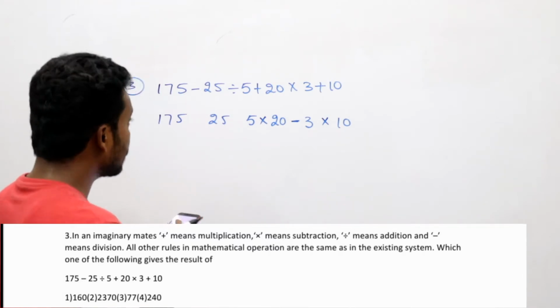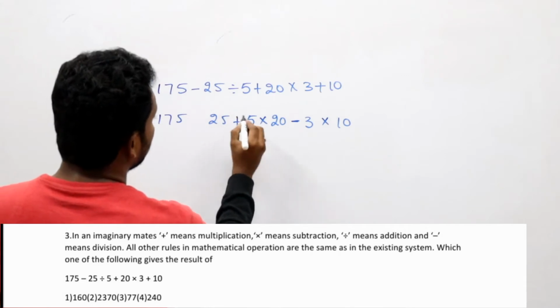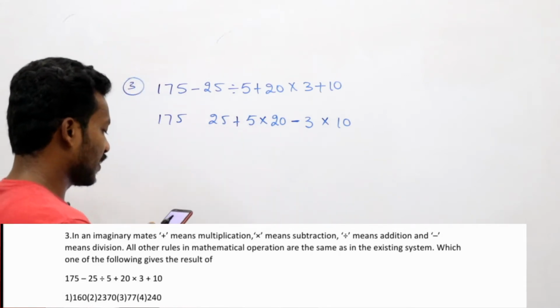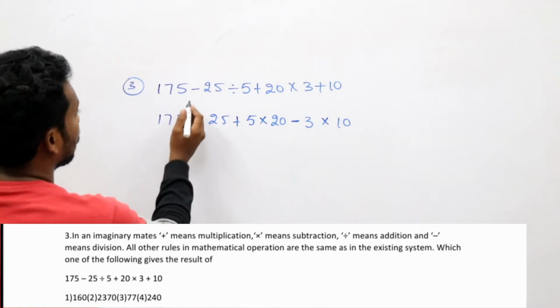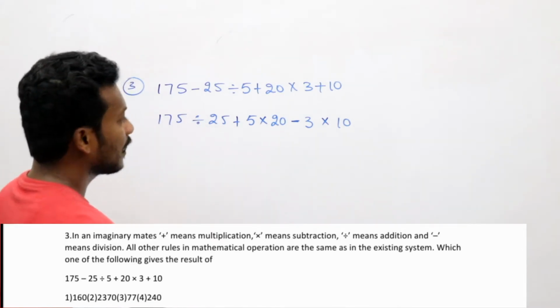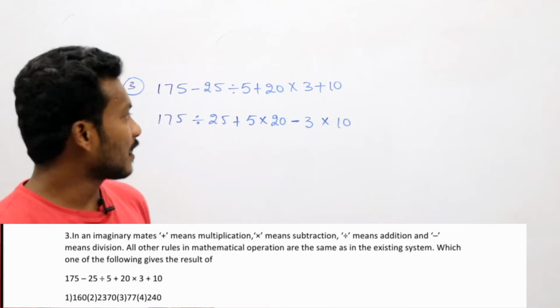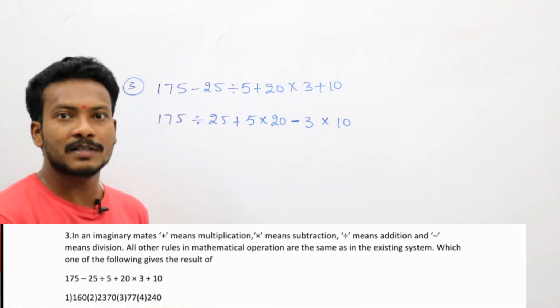Next, division means addition. Where is the division? Here is the division, we are taking it as addition. And minus means division. Where is the minus? Here is the minus, we are taking it as division. Now substitution is over. Again now we have to simplify.